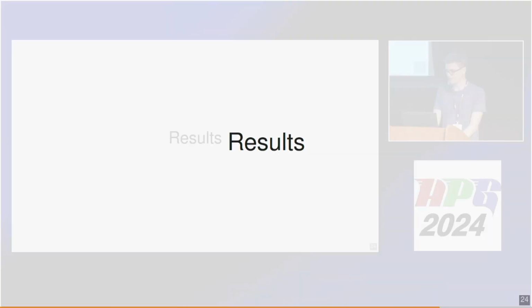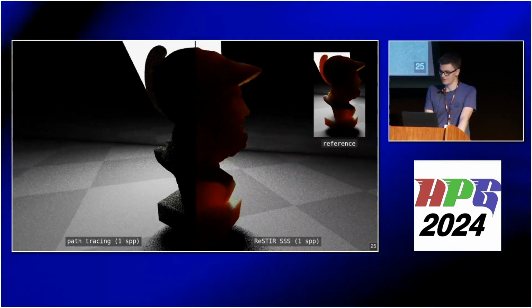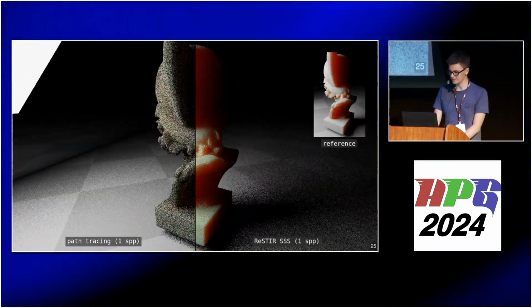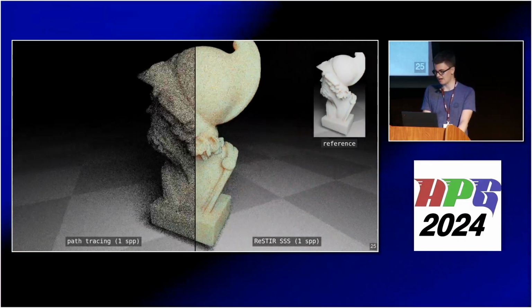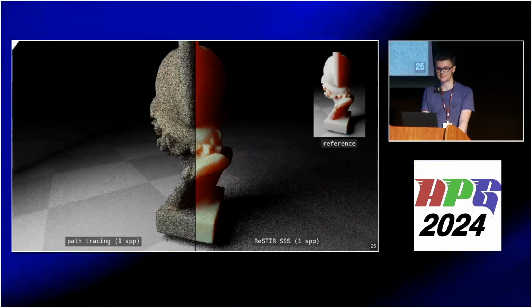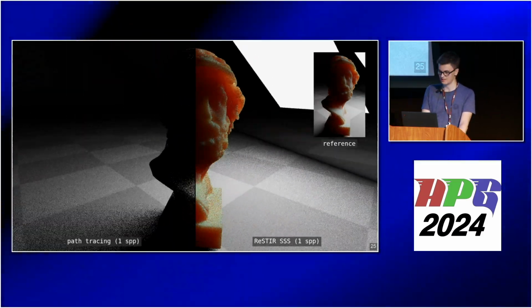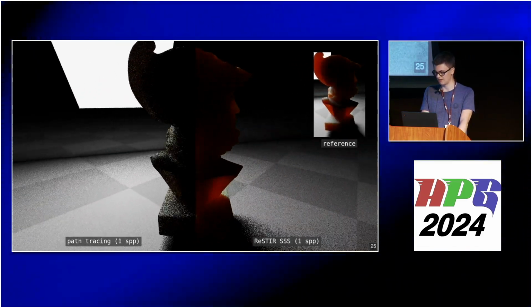Okay, now let's take a look at our overall results. So you already know this video from the beginning. This shows the 1 sample per pixel path tracer and our ReSTIR subsurface scattering also with 1 sample per pixel. And we can clearly see that we effectively find and reuse these long subsurface scattering paths.